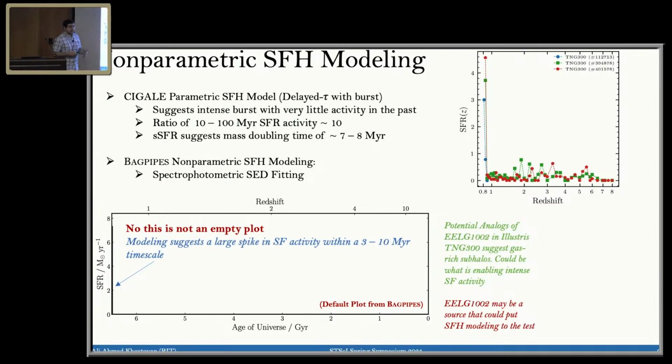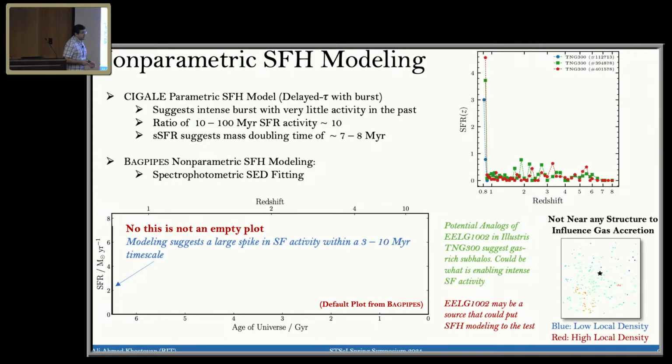However, you would expect that then it should be in an environment, for example, like a filamentary structure, where you can have these cold streams of gas to fuel that activity. But this source, looking at the available spectroscopic data that we have, is actually quite isolated. It's within a region that really doesn't have high local number densities. So it's quite unclear exactly then how this star formation activity is essentially enabled in this galaxy.